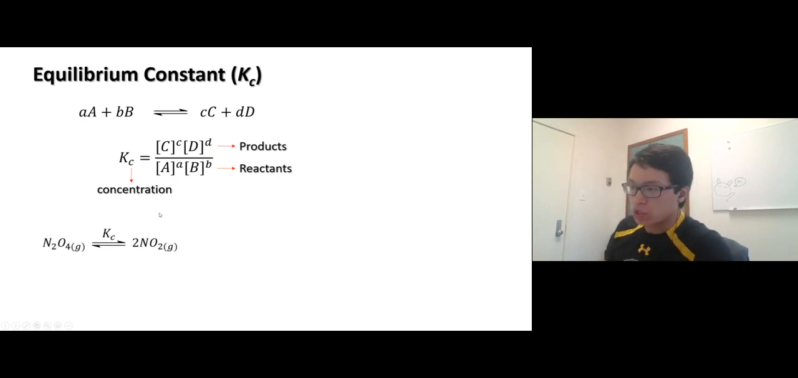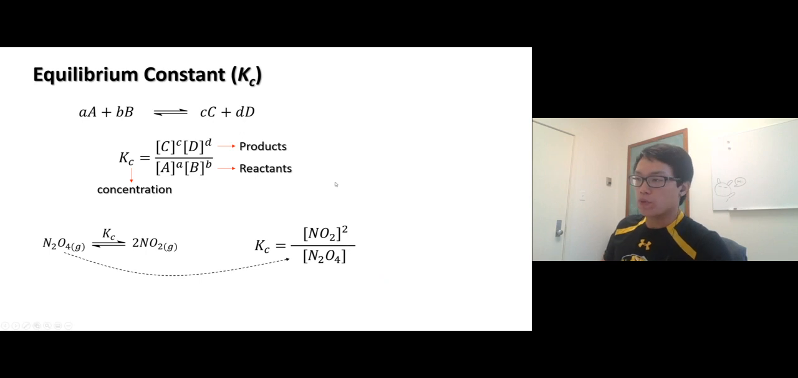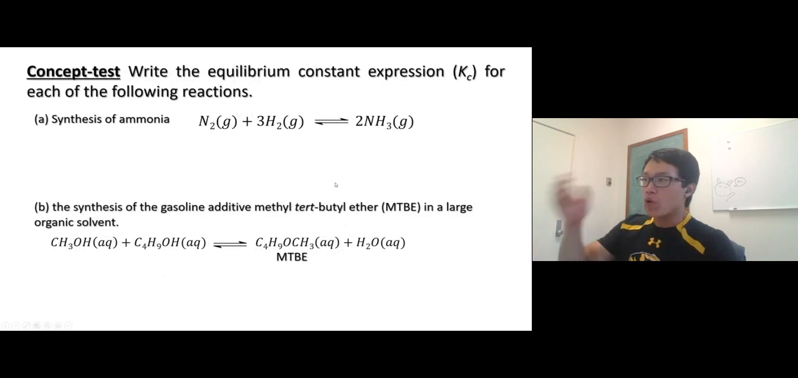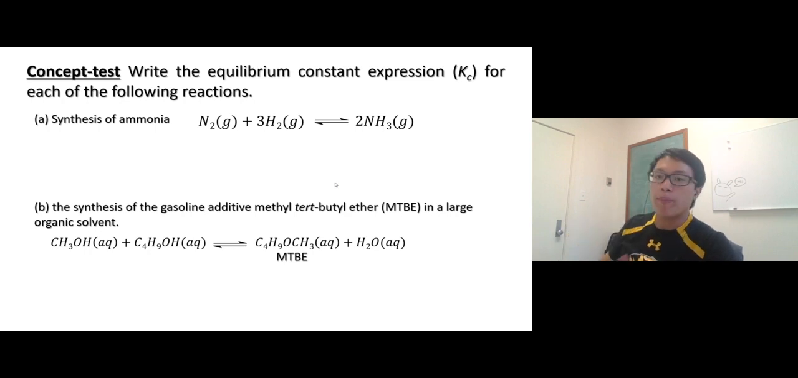So N2O4 is in equilibrium with 2NO2. The Kc can be expressed as the concentration of NO2 squared over the concentration of N2O4 to the first. There's a 1, so just put 1 as a power. All right, super simple. Can you write the Kc for these two equations? Pause the video, do it by yourself first, and check with me.